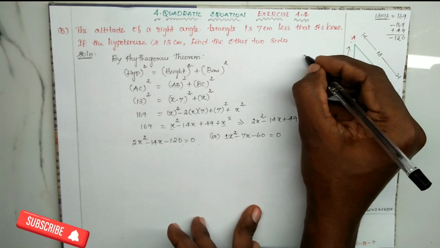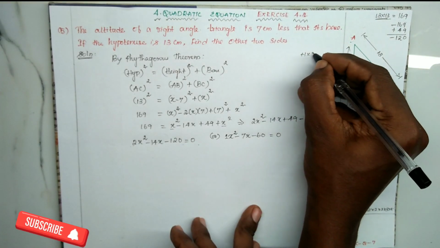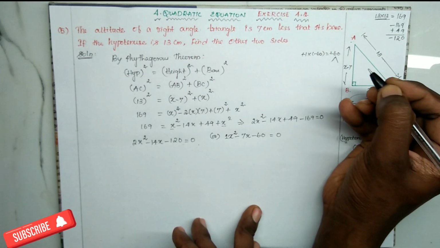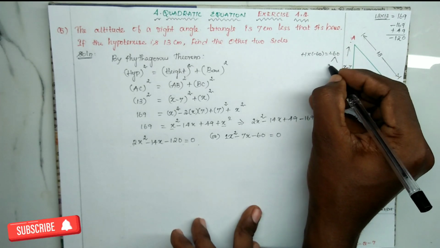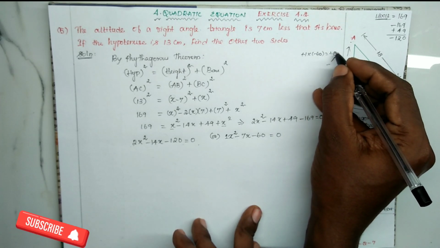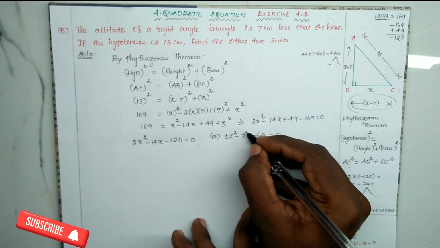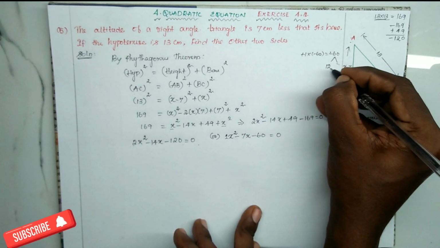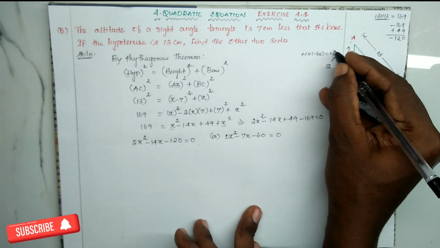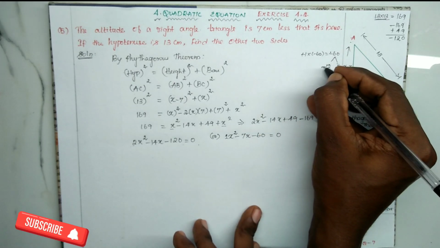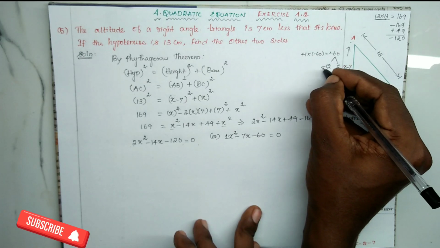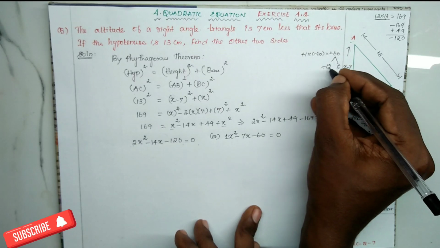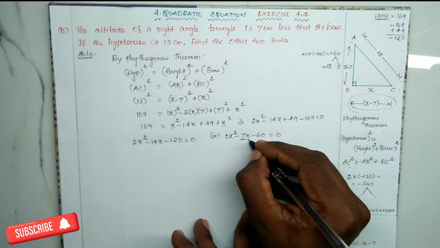If we multiply plus 1 into minus 60, we get minus 60. We have to split this 60. By multiplying these two numbers, we have to get minus 60, and by adding these two numbers, we have to get minus 7x. So 12 fives are 60, and we have to get minus 7x here. If we put a minus sign on this 12, minus 12 into 5 is equal to minus 60. If we add this minus 12 and 5, we get minus 7.